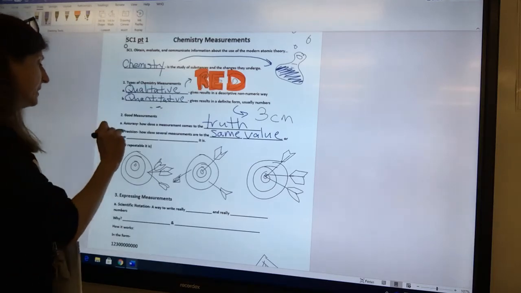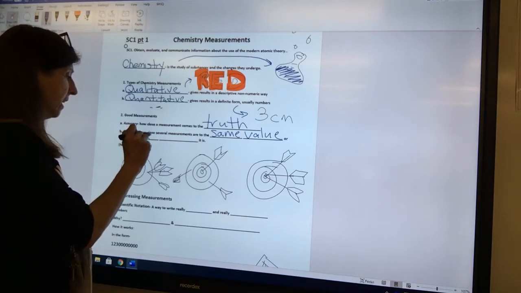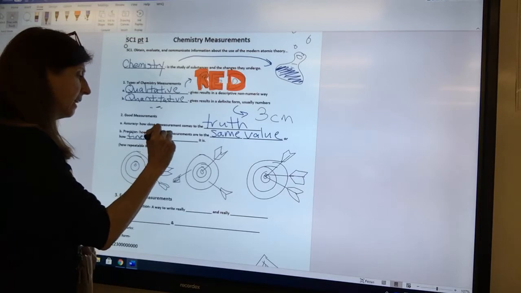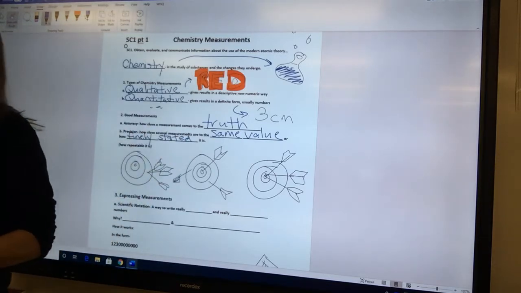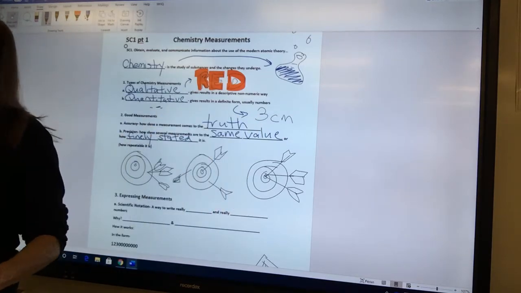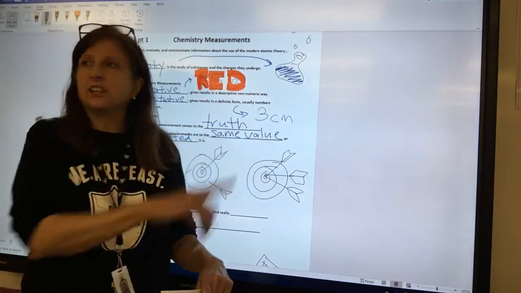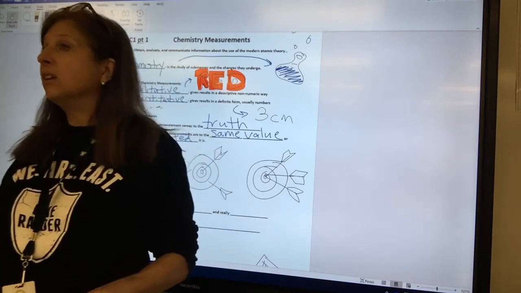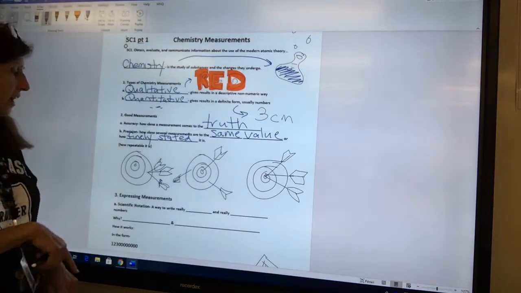Or sometimes precision is how finely stated it is. So, like I can say it's 3 centimeters, or I can say it's 3.579 centimeters. The 3.579 centimeters is more finely stated. Now, it could be wrong, but it's very precise, isn't it? Okay, so this is sort of our idea.